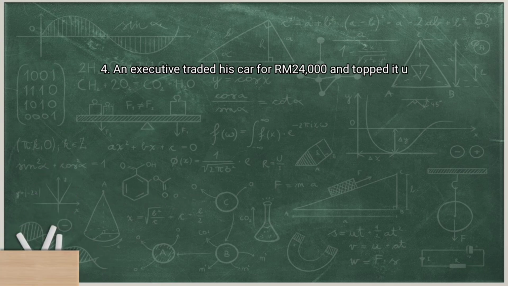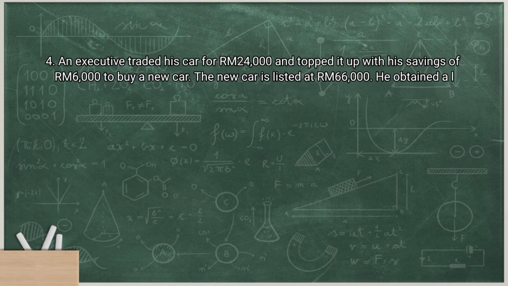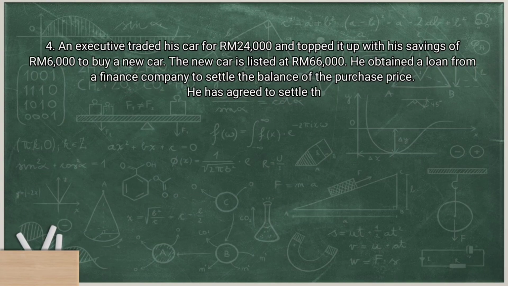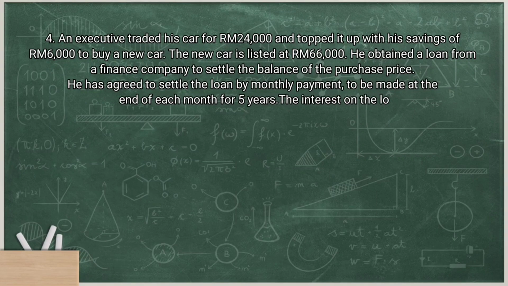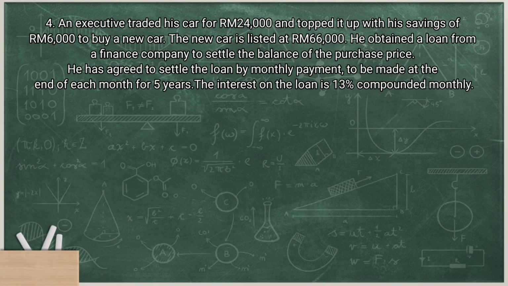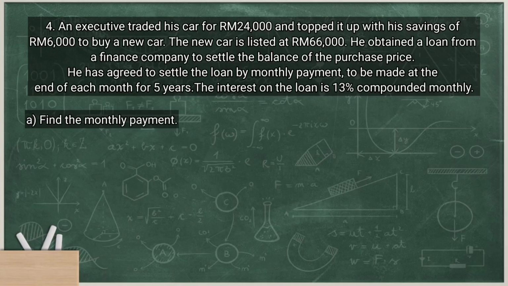An executive traded his car for 24,000 ringgit and topped it up with his savings of 6,000 ringgit to buy a new car. The new car is listed at 66,000 ringgit. He obtained a loan from a finance company to settle the balance of the purchase price. He has agreed to settle the loan by monthly payments to be made at the end of each month for 5 years. The interest on the loan is 13%, compounded monthly. A. Find the monthly payment.